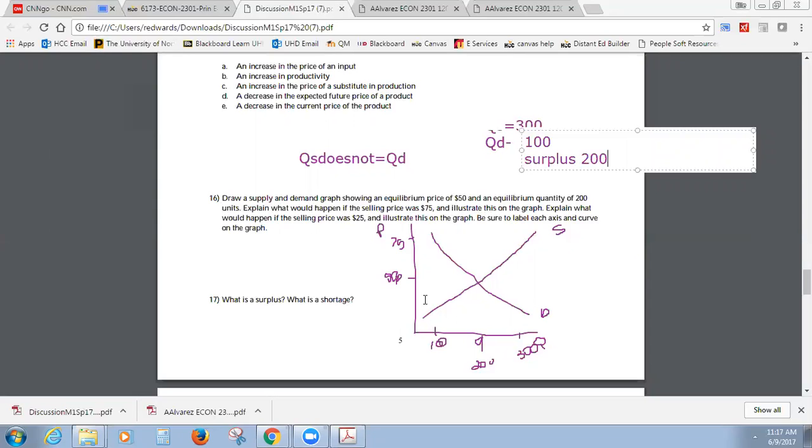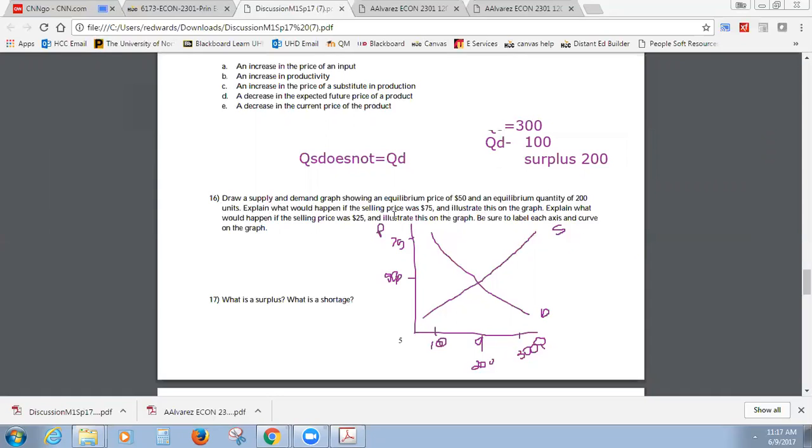All right, if you want to know how many are actually going to sell, the short side always wins. So if I have suppliers coming with 300 units, people only want to buy 100 of them. That means there's only going to be 100 transactions, the short side here, and I'll end up with a surplus of 200.